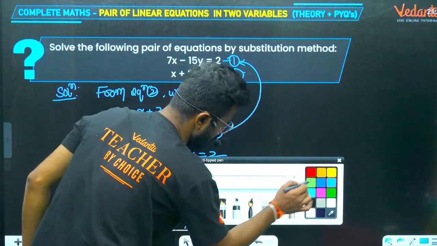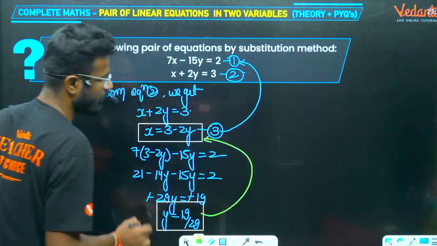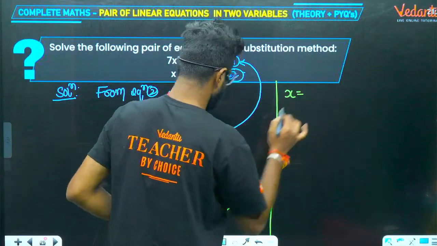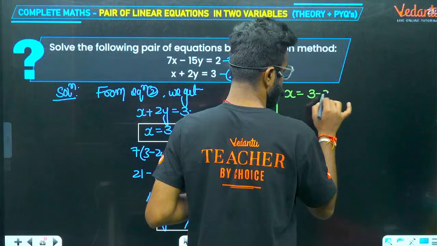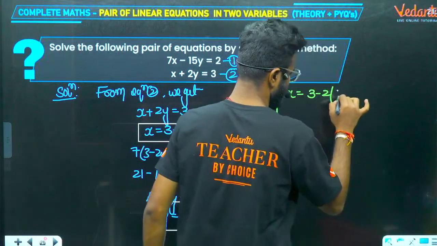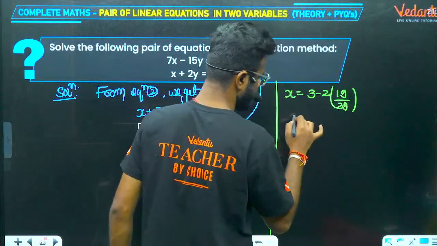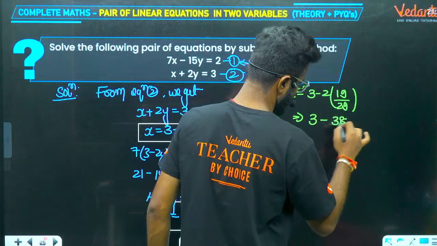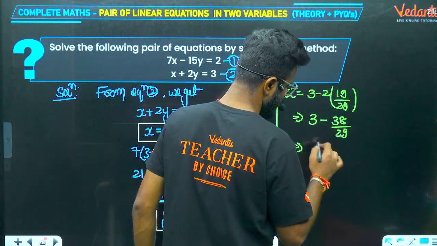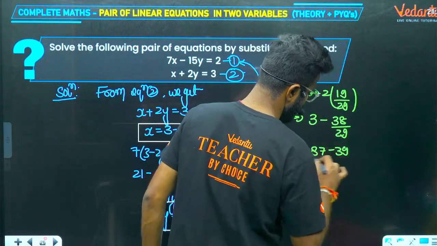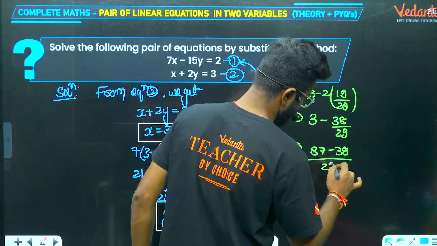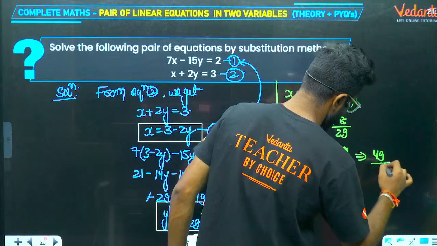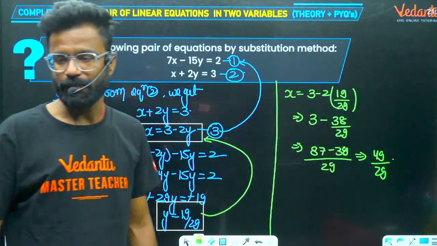Now put the value of y in the third equation. We get the value of x. Simple. So x is equal to 3 minus 2y. 3 minus 2 into y, 19 upon 29. 2 19s are 38, 38 upon 29. LCM is 29, 87 minus 38, so it is 49 upon 29. Simple.